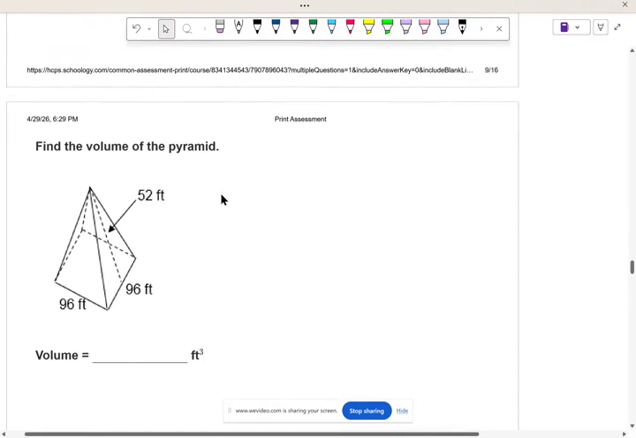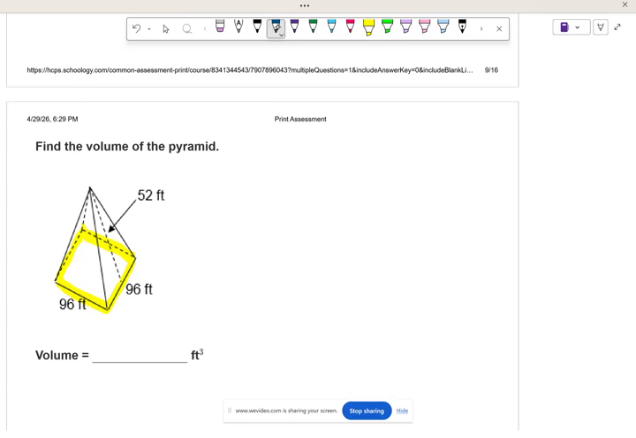All right, number 15, find the volume of the pyramid. First thing we need to decide, what kind of base do we have? It has 4 sides, and we have 96 and 96. So that means it has a square base. So we need to look for the formula for a square pyramid. And we're doing the volume. All right, the volume is 1/3 big B H.